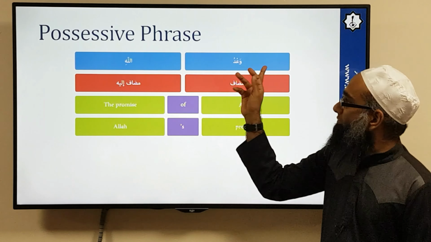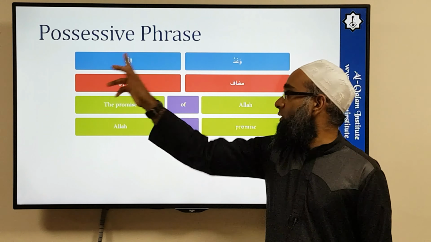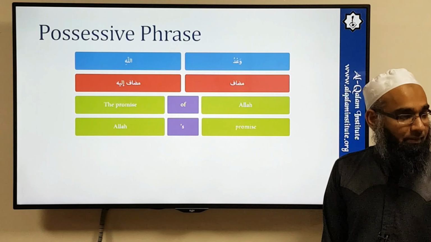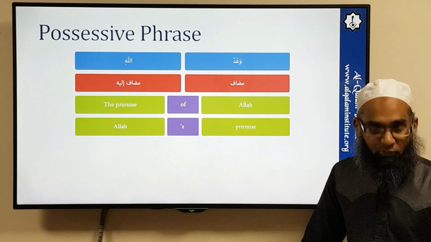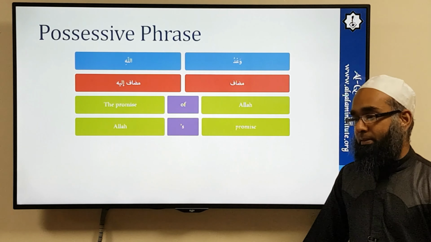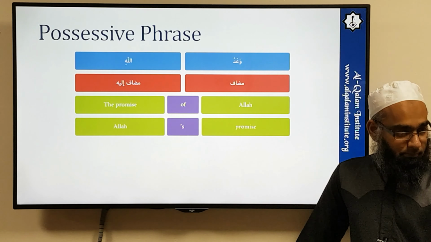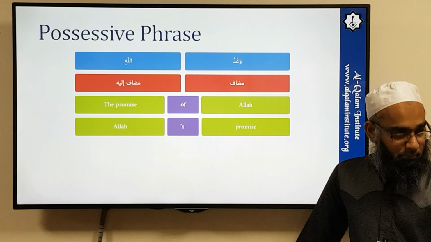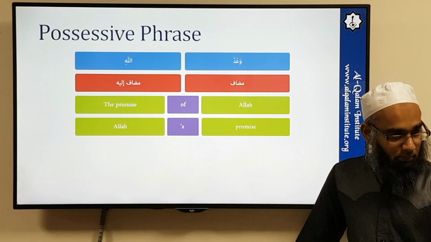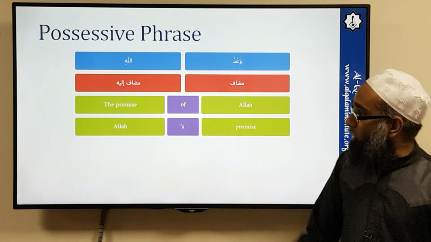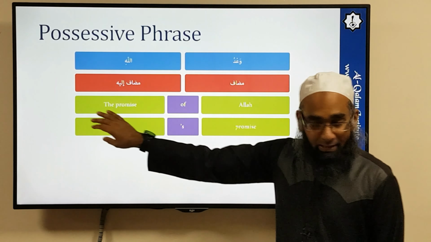If you use "of", this goes straight off. Wa'adullah, promise of Allah. And if you use apostrophe S, you have to say Allah's promise. I think the easiest way is just use "of" for now, until you get familiar with it. Okay? Make sense? But how would you say Allah's promise in Arabic? Same thing as this, because these two are the same thing.